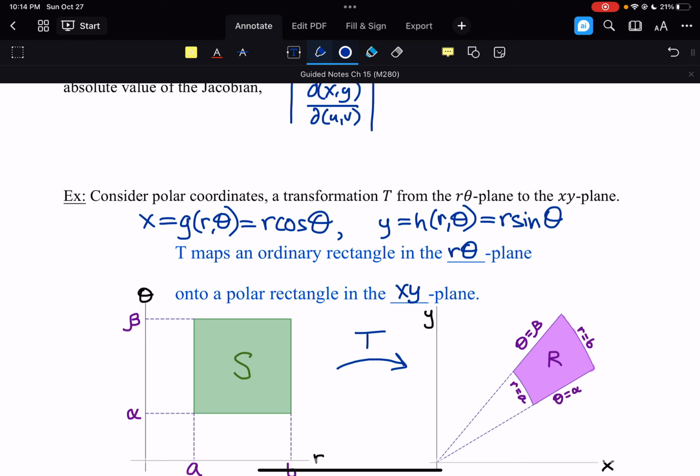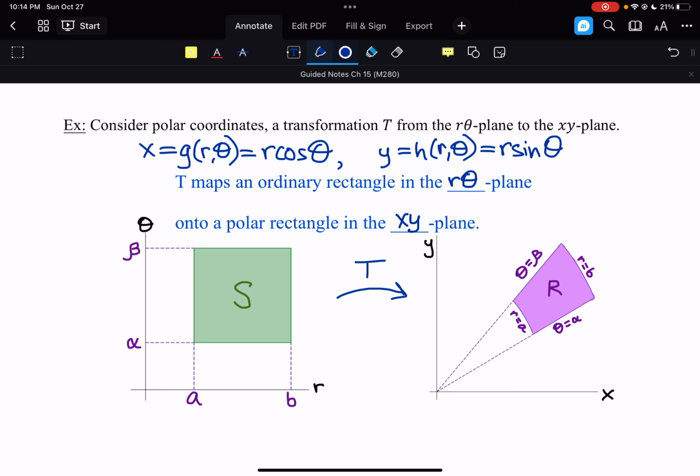So if I pull up these graphs here, you can see in the r theta plane, r goes from a to b, theta goes from alpha to beta. These are all constants, so we're going within the confines of a rectangle, right? This is a rectangle. When we transform the values into our polar rectangle, we get r goes from a to b, right? That's the radius of the circle here and the circle here. Theta goes from alpha to beta. Those are the two angles.